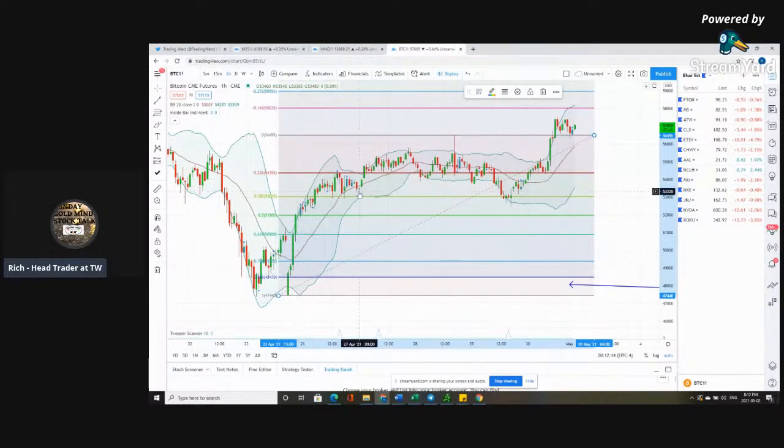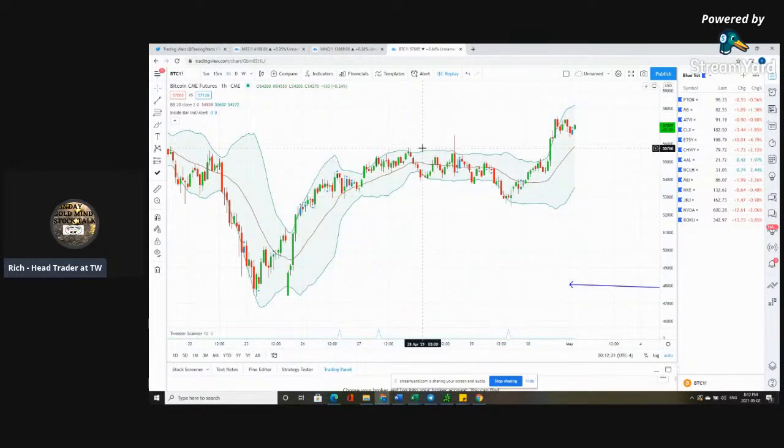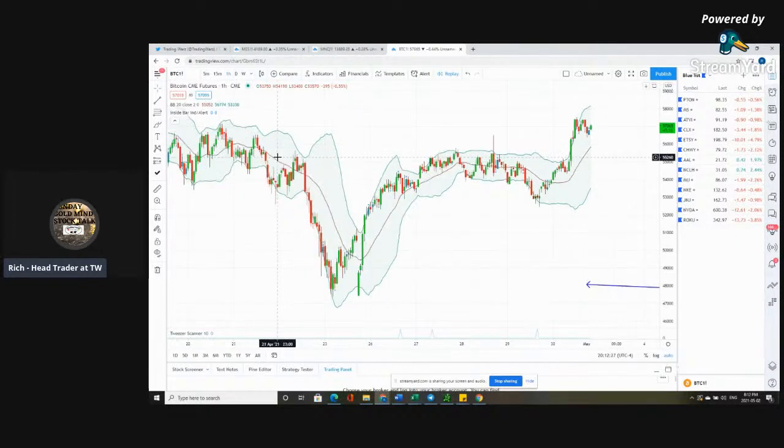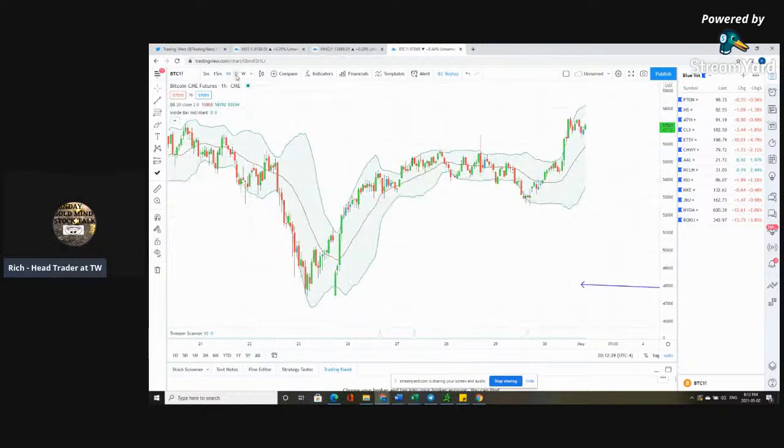So this is a bigger picture fib right here. Always have the bigger picture fibs and then the smaller fibs. So you combine the bigger picture and the smaller picture. That's how you get some very, very good signals. So this is the hourly chart, could be more for day trading.